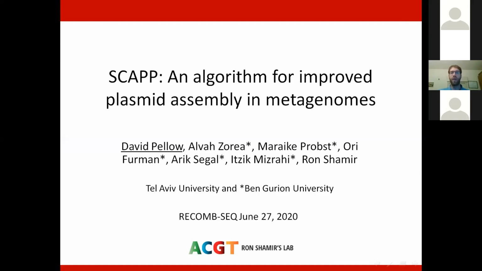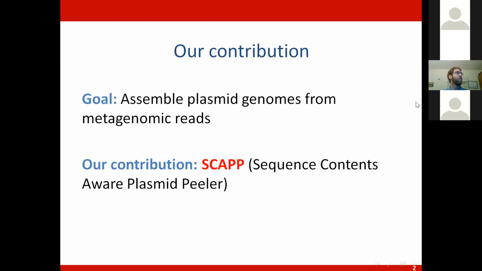Okay, so I'm going to be presenting our work on assembling plasmids from metagenomes. This is joint work with the Mizrahi lab at Ben Gurion University, which is a microbiology lab interested in plasmid biology, among other things. The goal of this work is to assemble complete plasmid genomes from metagenomic sequencing, and our contribution is a new tool called SCAP that attempts this task.